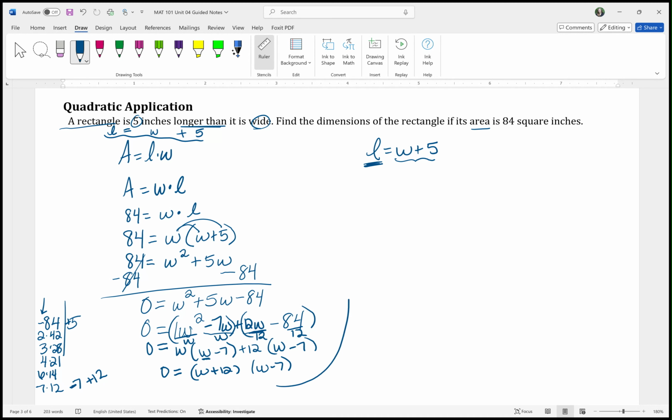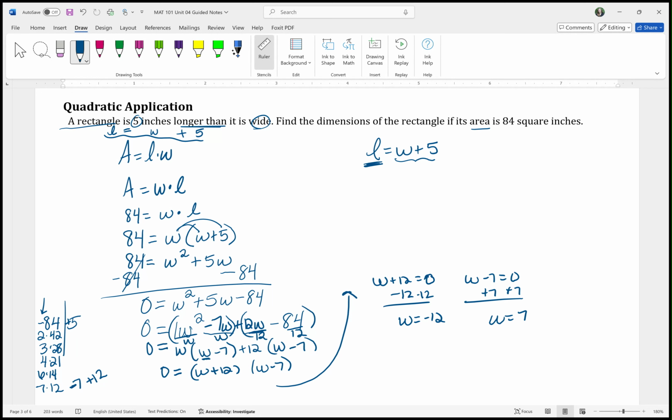Set each one of those equal to 0. So W plus 12 equals 0. W minus 7 equals 0. Solve. Minus 12 on both sides. That's W equals negative 12. And add 7 on both sides. That's W equals 7. Okay.